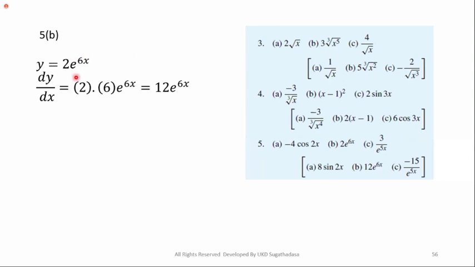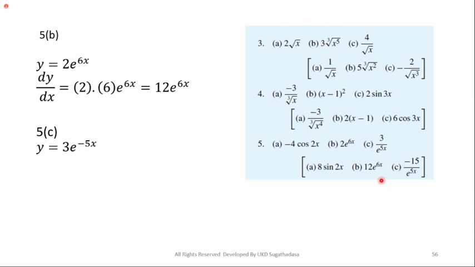Actually, you can understand it in this way also. When you differentiate the exponential function, you get the same function. e to the x differentiation gives e to the x. But you have to differentiate the 6 separately. That is 6 multiplied by that particular number. In that way, you can easily remember. That is e to the 6x. The answer is here: 5b, 12 e to the power 6x.